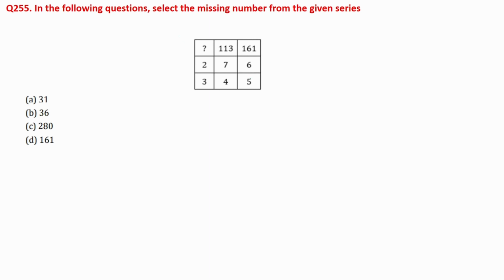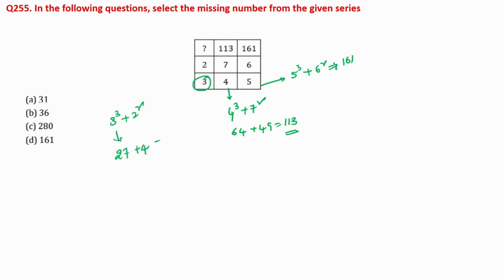Now see, we can say one thing. 4 cube plus 7 square, 64 plus 49, is exactly equal to 113. We got the relation. In the same way, 5 cube plus 6 square is equal to 161. So you have to take the bottom number as a cube and the above number as a square. So 3 cube is 27, 2 square is 4. The missing number here is 31, guys. 31 is the answer.